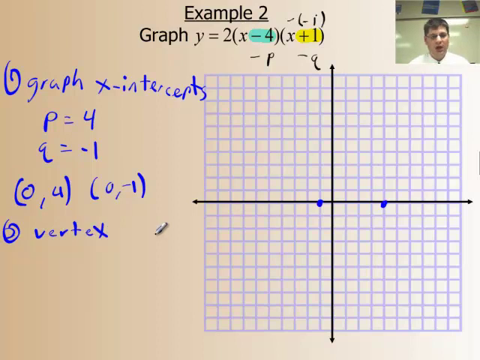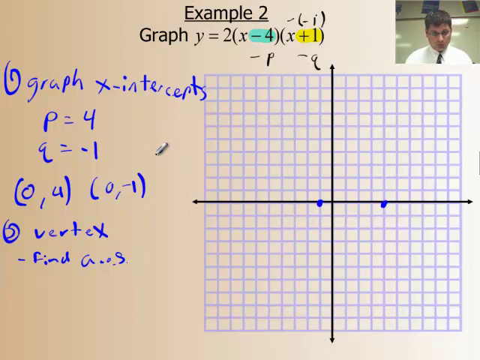Next we're going to find the vertex. To do the vertex, we have to find the axis of symmetry first. So we could actually make that our second step: find the axis of symmetry, and then we're going to find the vertex off that.